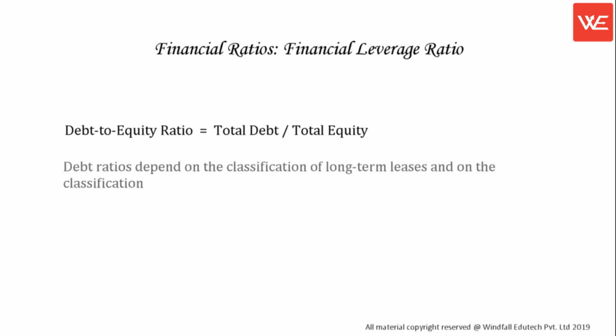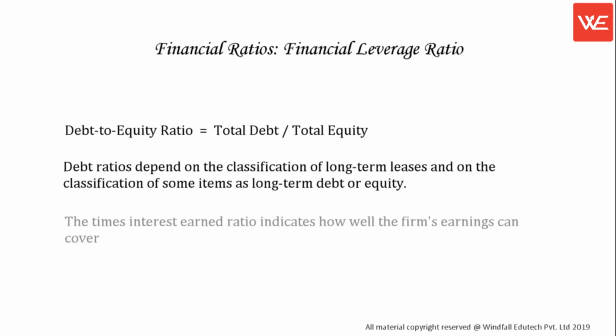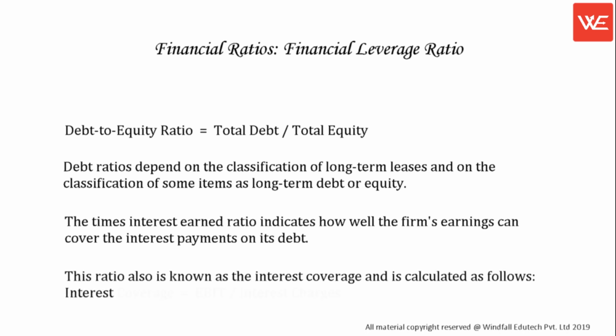Debt ratios depend on the classification of long-term leases and on the classification of some items as long-term debt or equity. The times interest earned ratio indicates how well the firm's earnings can cover the interest payments on its debt. This ratio also is known as the interest coverage and is calculated as follows: interest coverage equals EBIT divided by interest charges.